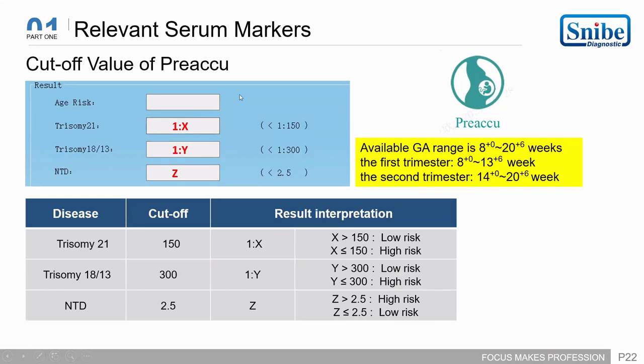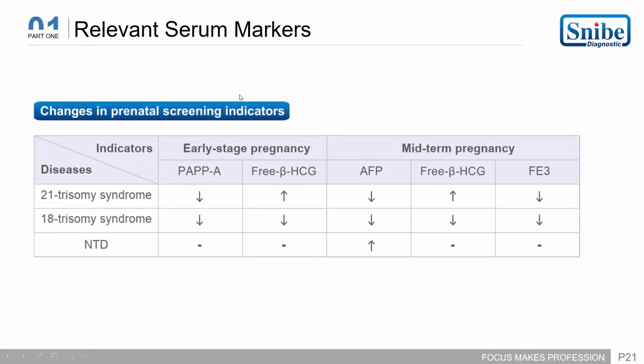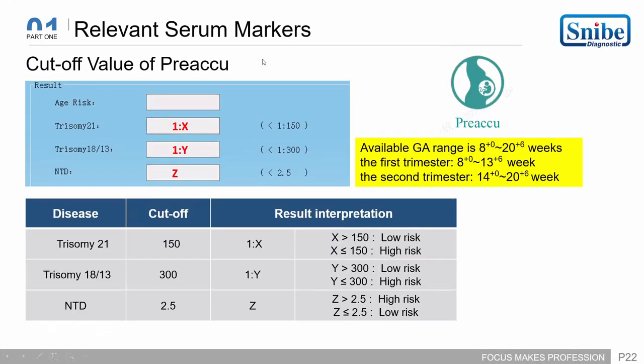So if we talk about the cutoff values for PRECU, this is the software that SNIBE is providing as a solution. The age risk cutoff for trisomy 21 is 1:150, for trisomy 18 and 13 it is 1:300, and for neural tube disease it is less than 2.5. So these are the cutoffs for trisomy 21, 18, and 13, and neural tube disease: 150, 300, and 2.5.